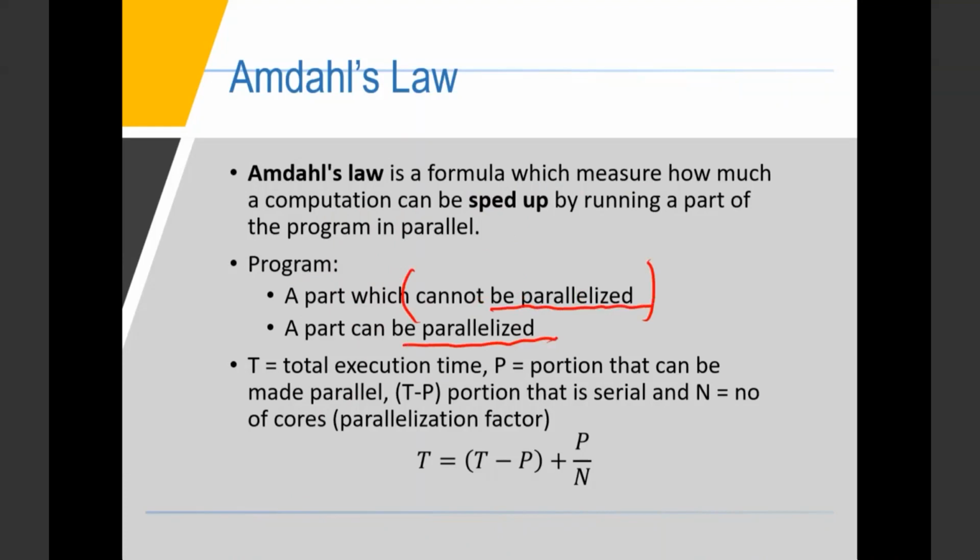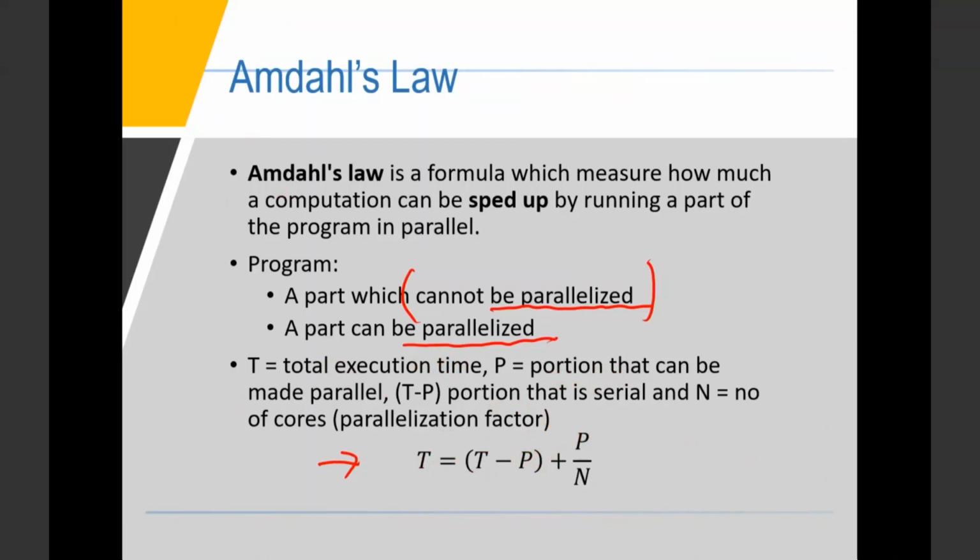Now we are going to look at the execution time. The total execution time for parallelized and non-parallelized programs: this is the formula, in which T is the total execution time and P is the portion that can be made parallel. If you have 100% of the program, what is the portion you can make parallel?